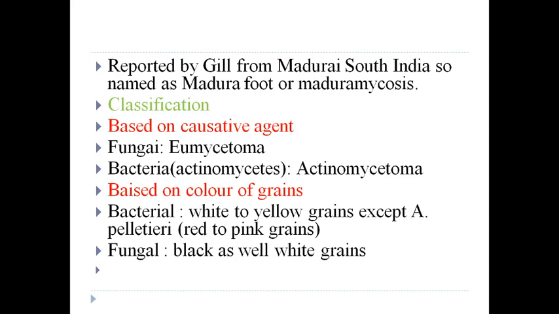Regarding the color of the grain, the bacterial mycetomas have white to yellow grains, except there is one species, that is Actinomadura pelletieri, which produces red to pink grains. So it is very important to note here that if the grains are red to pink, then we can say it is because of Actinomadura pelletieri. As far as fungal mycetomas are concerned, the grains in eumycetoma are usually black, or they can be off-white or yellowish white, but commonly they are black.